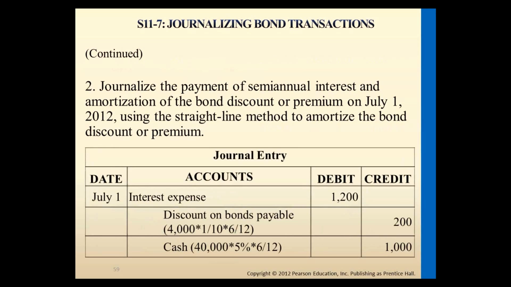So the next entry, when we journalize interest, the cash part is always related to the face value of the bond, the stated interest rate, and the time period. This is the actual cash amount of interest we're paying to investors. Here we're also allocating the discount along the years. Every half a year we record $200 together with the cash interest as interest expense.